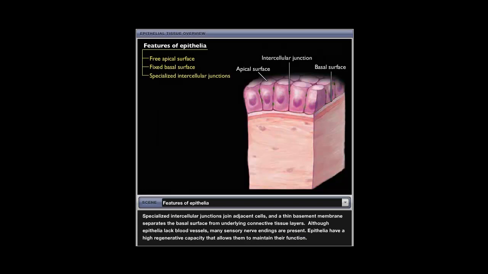Specialized intercellular junctions join adjacent cells, and a thin basement membrane separates the basal surface from underlying connective tissue layers. Although epithelia lack blood vessels, many sensory nerve endings are present. Epithelia have a high regenerative capacity that allows them to maintain their function.